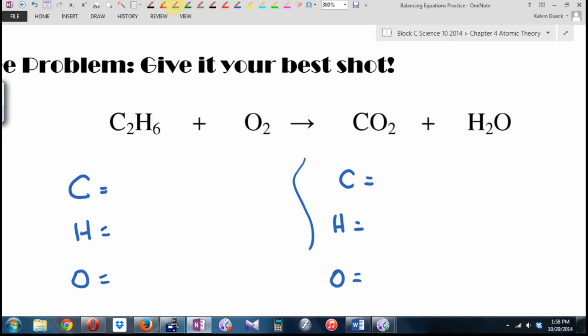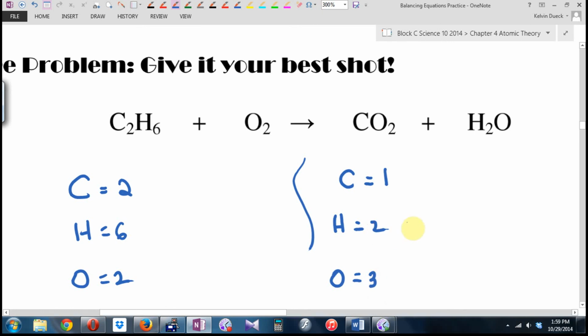Okay, let's quickly list the number of atoms that we started with at the very beginning, before we mucked around with it. We said there was 2 C's, 6 H's, 2 O's, 1 C, 3 O's, 2 H's. Instead of starting with the carbon, let's start with the hydrogen or the oxygen. Well, the hydrogen works okay, I could go times by 3. You know what? Let's try the oxygen because it's the yuckiest right now.